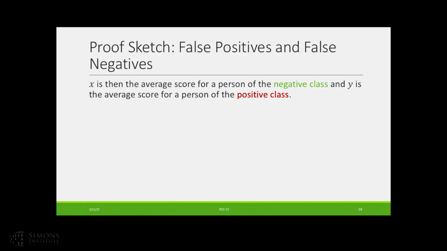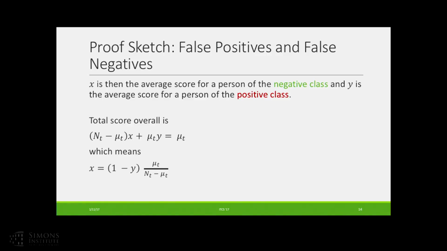Let's say X is the average score for someone of the negative class, Y is the average score for someone of the positive class. And right away, you can see that from these two numbers, well, first of all, they should be the same across groups by the constraints that we've imposed. But from these two numbers, I can get another expression for the total score allocated. Specifically, the total score is just the number of people in the negative class times their average score, plus the number of people in the positive class times their average score. And I'm setting this equal to mu T because from the previous slide, we know that this is the case. Now just moving terms around a little bit, we get a linear relationship between the two.